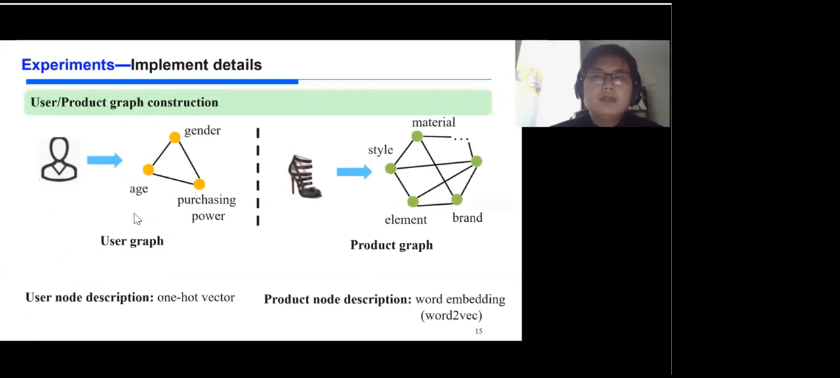For the user graph, we consider the attributes including age, gender, and purchasing power. Each one is divided into several discrete levels and represented by one-hot vector. And for the product graph, attributes such as element, brand, material are considered, and each of them is embedded through one-hot vector.